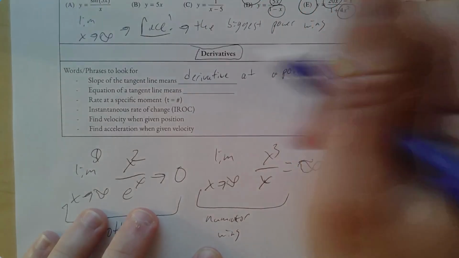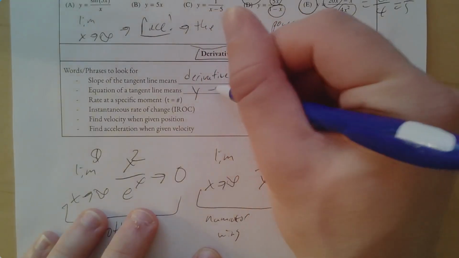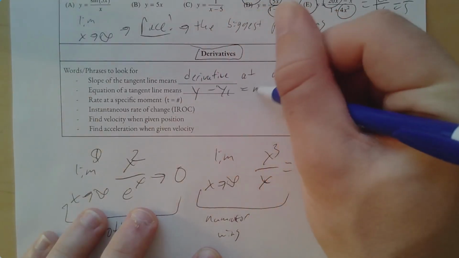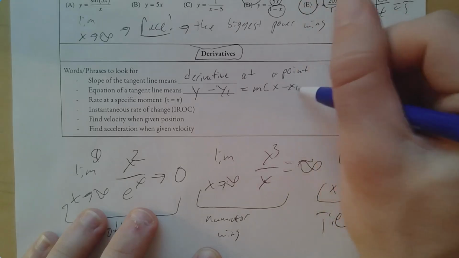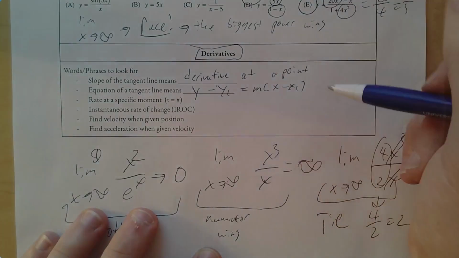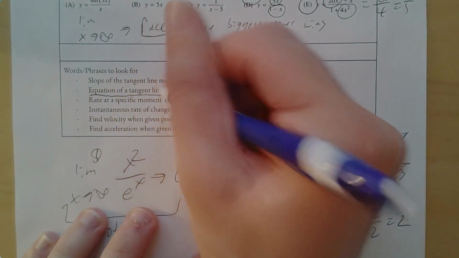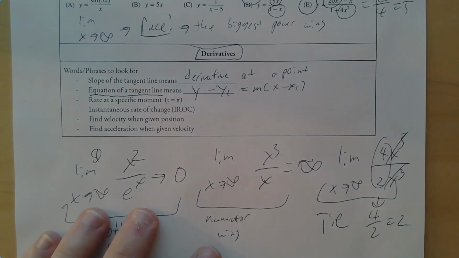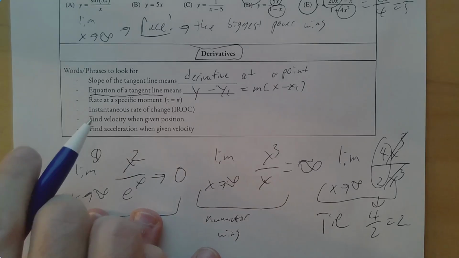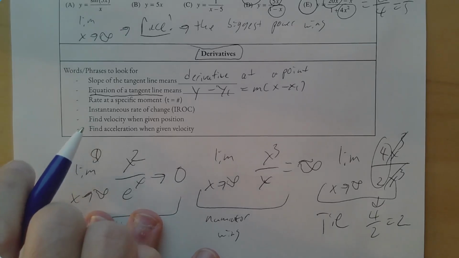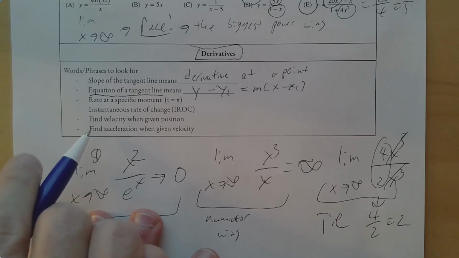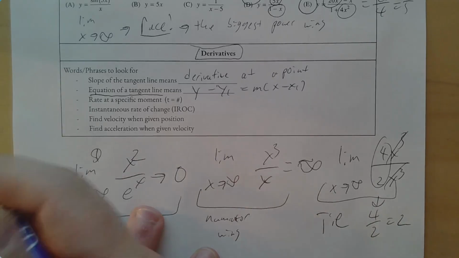When you see equation of the tangent line, that's when you're thinking y minus y1 equals m times x minus x1. We know this, guys. How many times have I said that this year? I don't know how many. But whenever you see the words equation of a tangent line or the line tangent, you would maybe want to think about writing that. Other things are rate at a specific moment, instantaneous rate of change, velocity when you're given position, or acceleration when you're given velocity. These are all moments where you want to take the derivative.